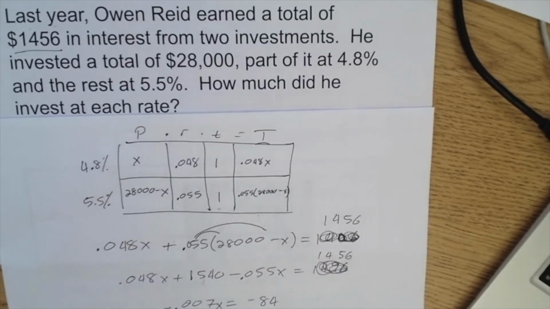Okay, so we divide each of those by negative 0.007, and so x comes out to be 12,000. Okay, so the question is, how much did he invest at each rate? Well, x is the 4.8%, so $12,000 at 4.8%, and then just subtract that from 28,000 to get the other one. So that'll be $16,000.